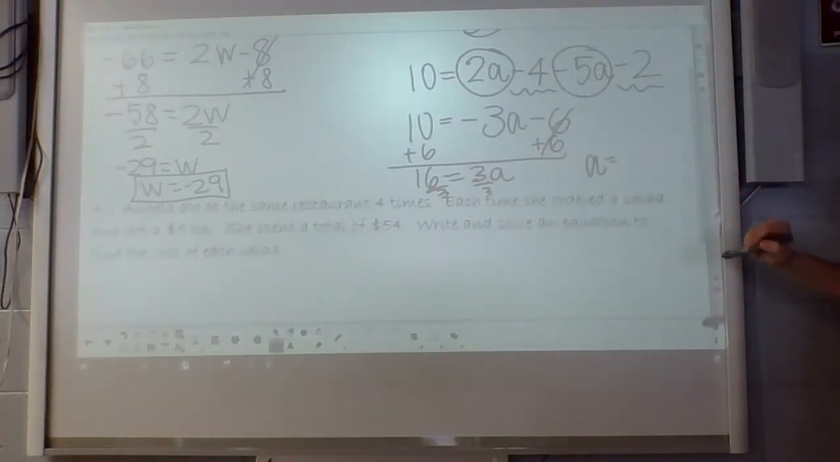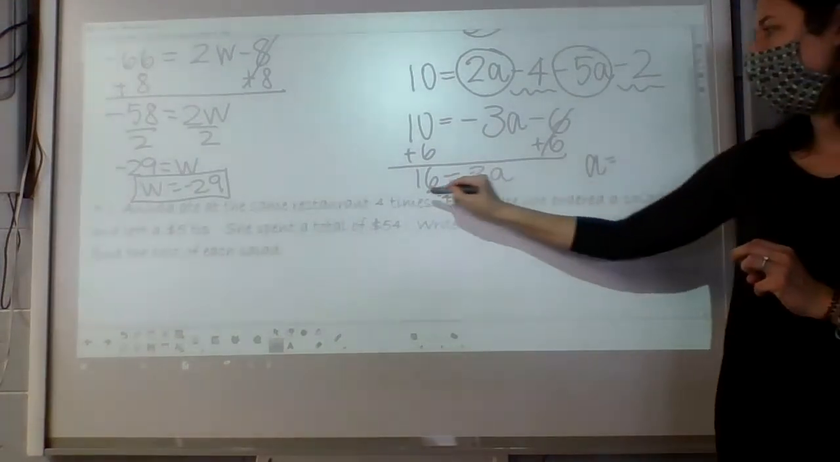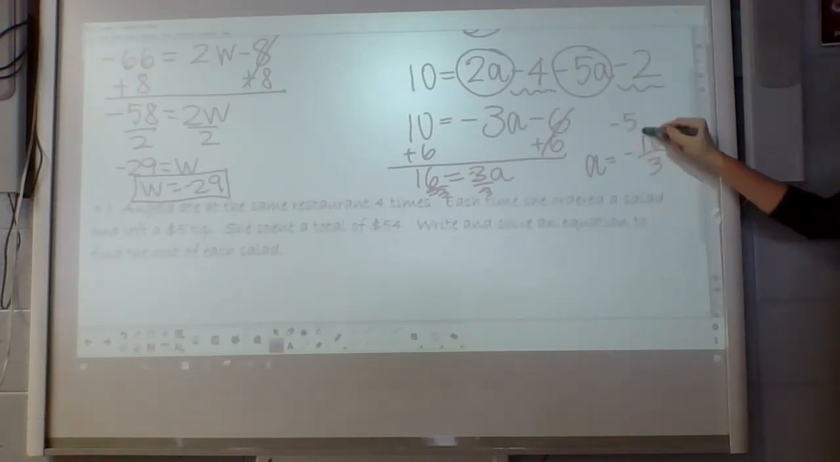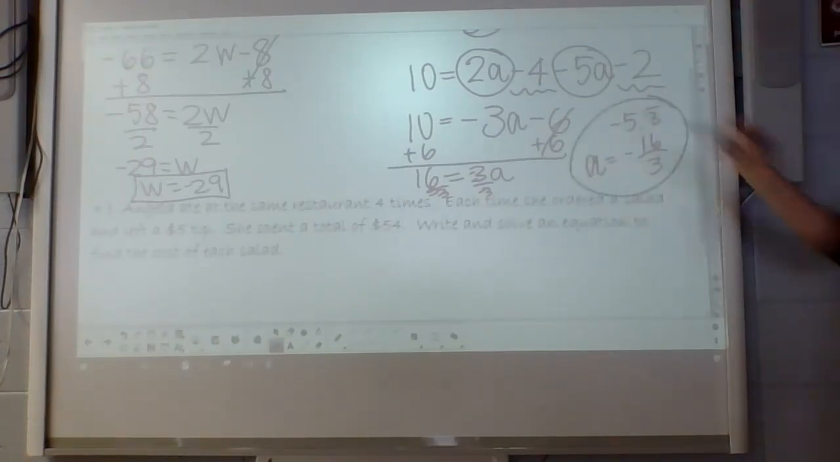Negative 3. Oh, thank you. Thank you. So like one that negative. Yes, thank you. I saw you squinting. I was like, what are you squinting at? So negative 16 over 3, which is like a negative 5.3, repeating. Yeah, so not a great decimal, but we can call it either way.